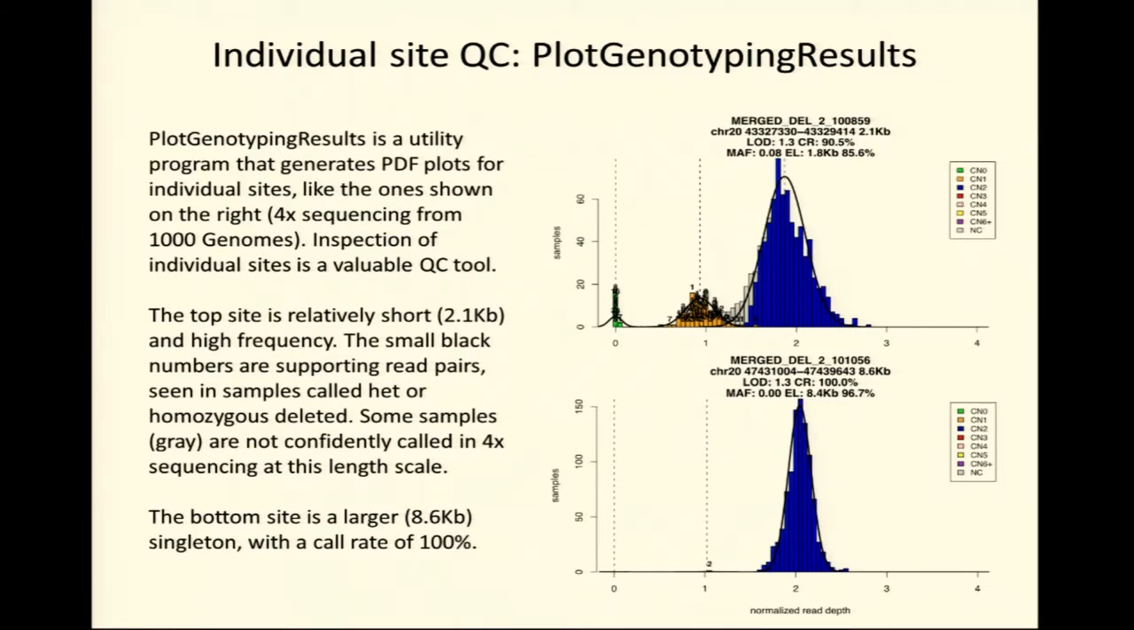And this is a small site. This is only about 2 KB, and this was done in 4x data. The clusters and the genotyping would get better with increased depth. This is a larger site, about 8 KB, and you can see it's very rare. There's just one sample out here. It has definitely decreased read depth. It had 2 supporting read pairs. And we get 100% call rate at this site because we can be very confident about all the genotypes.